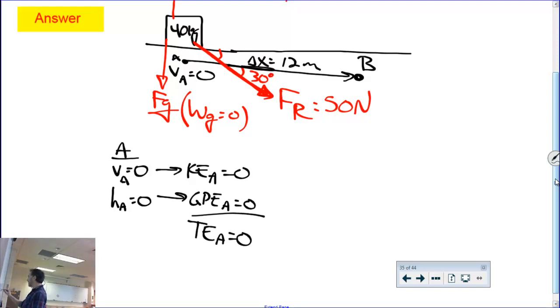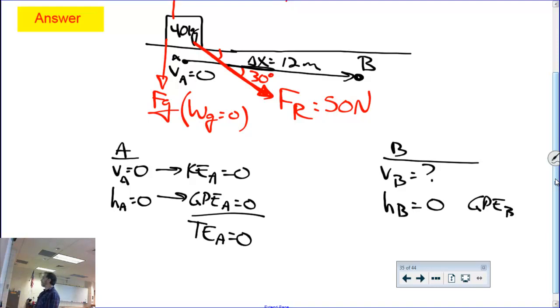Now over here at point B, I don't know the velocity. That's actually what I'm trying to find. But I do know that the height at point B is 0, which means that my GPE at point B is 0. In order to find this velocity, I need to know this kinetic energy, but I can't find the kinetic energy without the velocity. So this is what I referenced in the last video as the spiral of doom. So we need to find that kinetic energy.